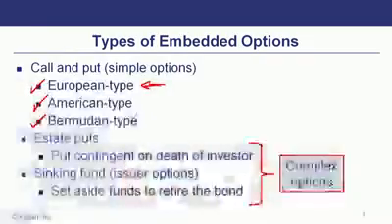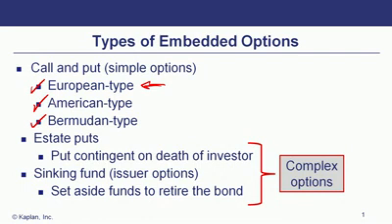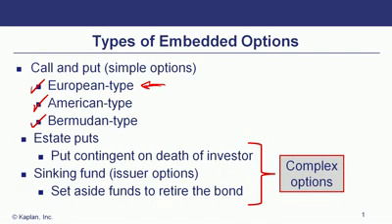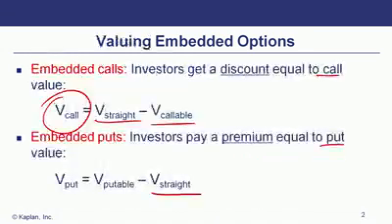A sinking fund is where the issuer has some options. Essentially, a sinking fund is where they set aside funds to retire the bond at maturity, and they have some options in the way that they go about doing that. Those are complex and would be difficult to value, but the good news is that it's beyond the scope of the curriculum, so we really don't have to worry about estate puts or sinking fund type option considerations.